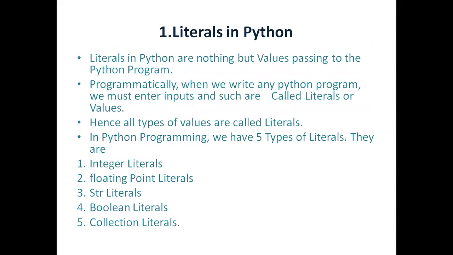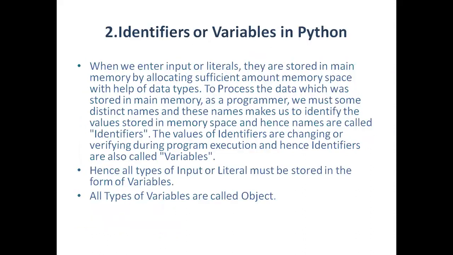Then we discussed literals and identifiers. Again, what are literals? Literals are the values passing through Python. It can be an integer value, a float value, a string, Boolean, or collection. There are 5 types of literals.